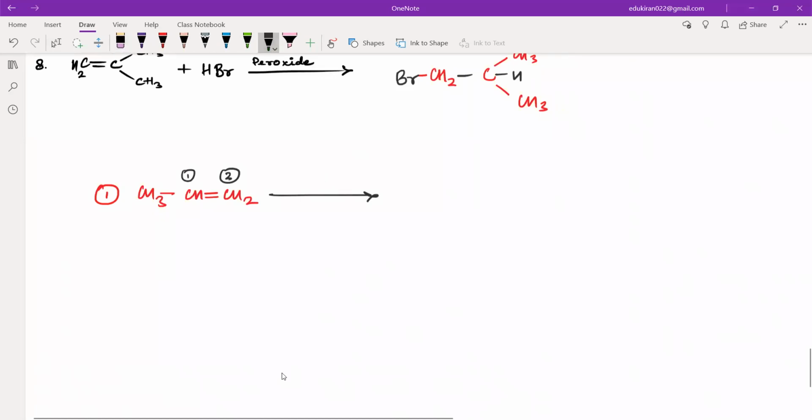Let me write HX only. First one. First carbon, right? So the carbon which has less number of hydrogen or more number of hydrogen? Less. Less number of hydrogen. So that is something that you have to see. This will be CH3 and this will be X.